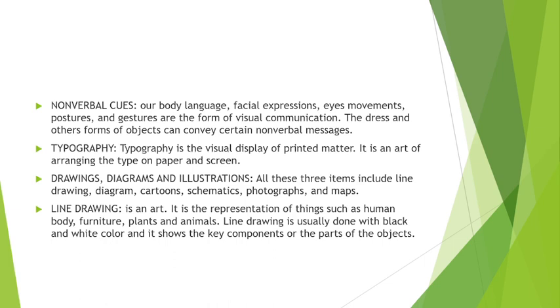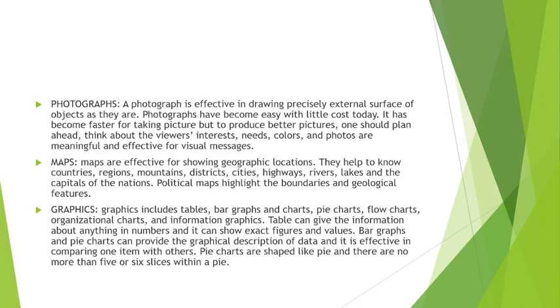It is the representation of things such as human body, furniture, plants, and animals. Line drawing is usually done with black and white color, and it shows the key components or parts of the objects. Another one is photographs. Now, what is photograph then?